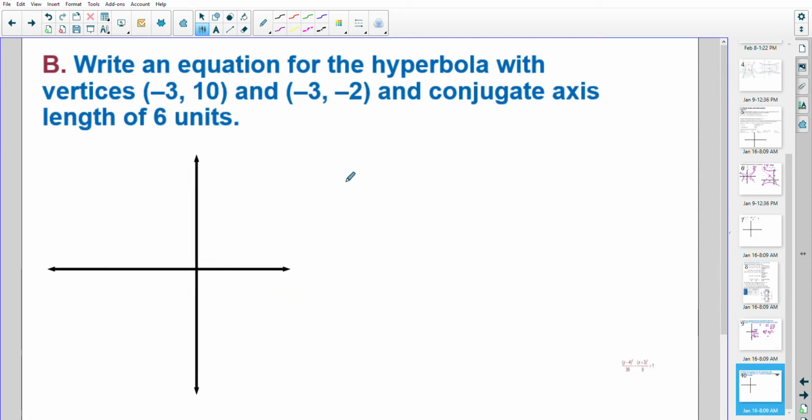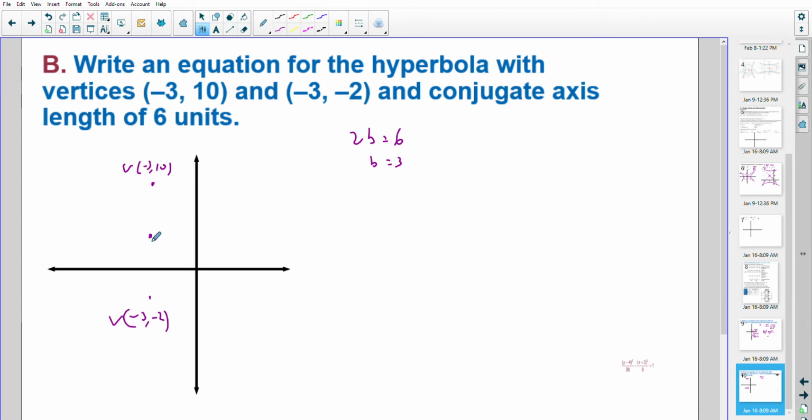Let's do one more problem. Write an equation for hyperbola with vertices. So I need to draw in these vertices to see what I'm looking at. (-3, 10) and (-3, -2). And it's also saying that the conjugate axis has a length of 6. So what that really means is 2b equals 6, or b is equal to 3.